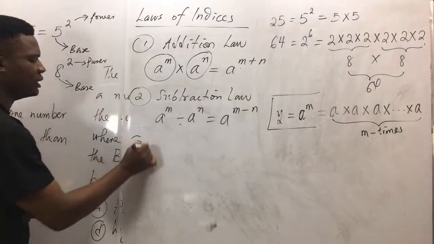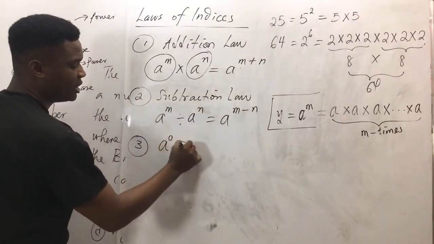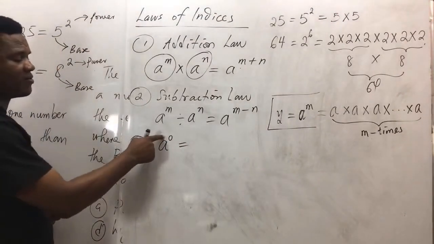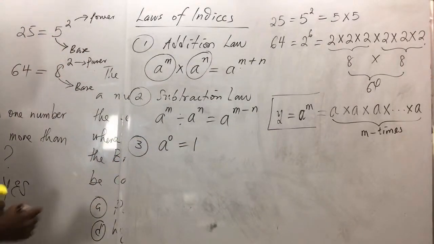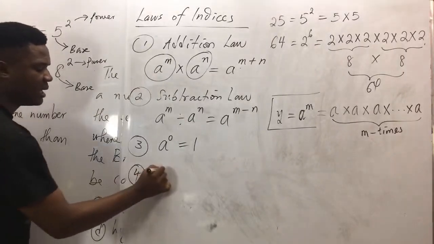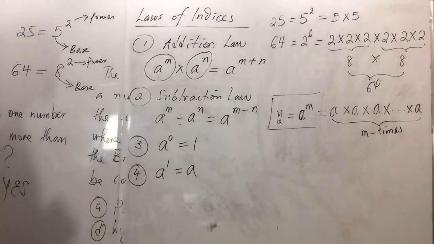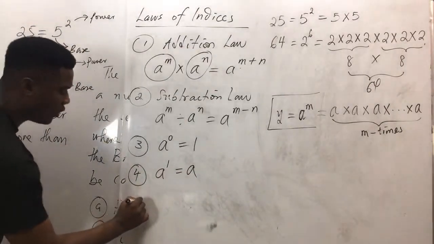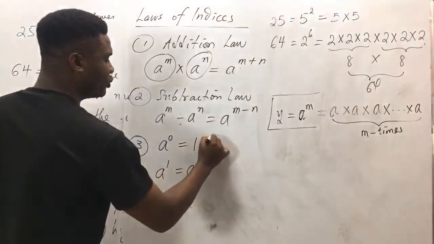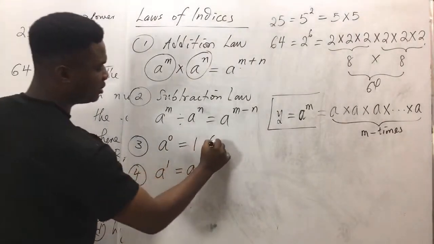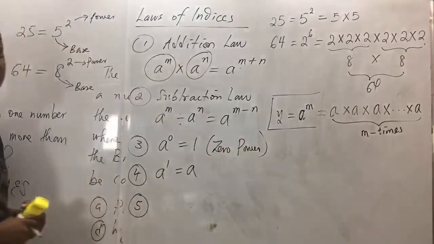Let's go to law number 3. Law number 3 simply says a raised to the power 0, if there is a base raised to the power of 0, the result will give you 1. Then law number 4 comes in as a raised to the power 1 is a. Then comes law number 5. Of course, you can call this law the law of 0 power.